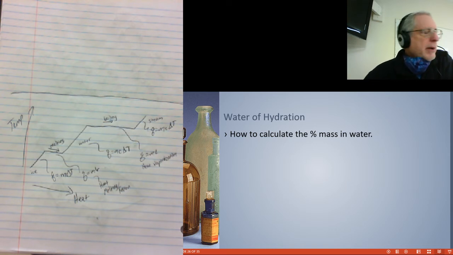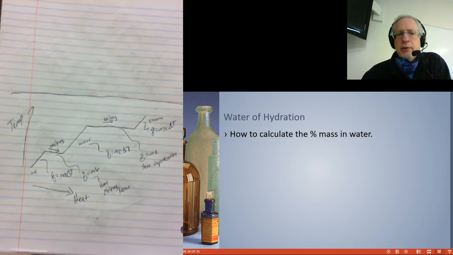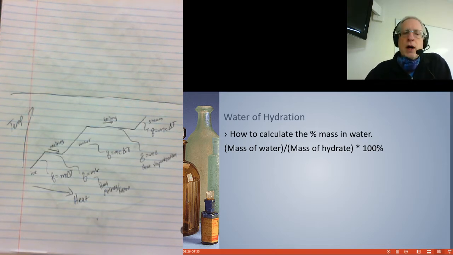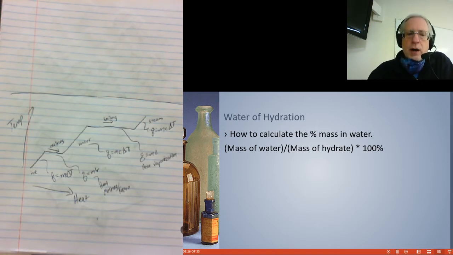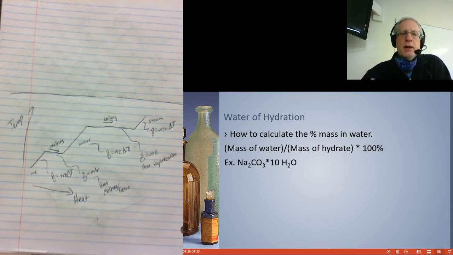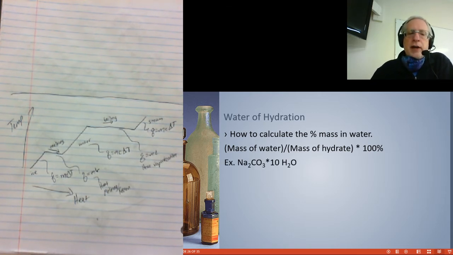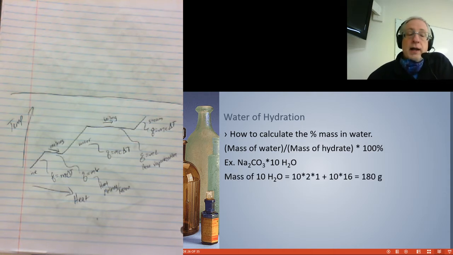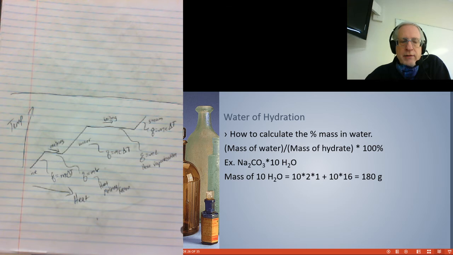And in fact, maybe we didn't do this lab yet. I thought we did. Maybe it comes with this chapter. But how do we calculate the percent mass of water in something? If I want to know how much water something has, I just take the mass of the water divided by the total mass times 100%. So let's say I want to know the percent mass of water in sodium carbonate decahydrate. The mass of 10 waters is 2 times 1 for hydrogen, plus 16 for oxygen, all times 10. Add that all together, I get 180 grams per mole.